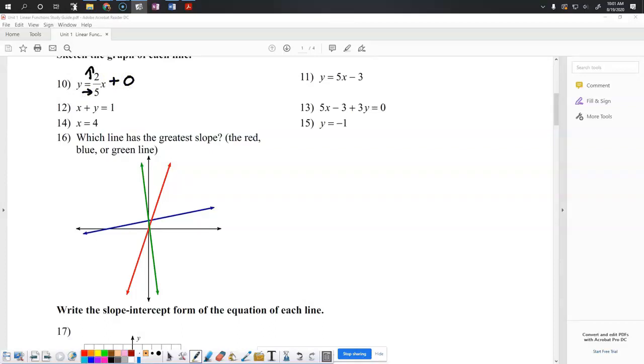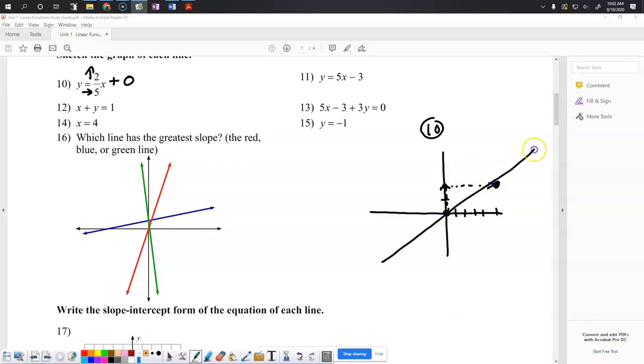So for number 10, my y-intercept is 0, so I would start at 0 on the y-axis, and my slope is 2/5, so I would go up 2 and over 5 from my y-intercept. So rise 2, run 5. Now you don't need those dotted lines. What you need is a dot here where you land, and then a line that connects those. So that would be the graph of number 10. Let's take a look at number 11.